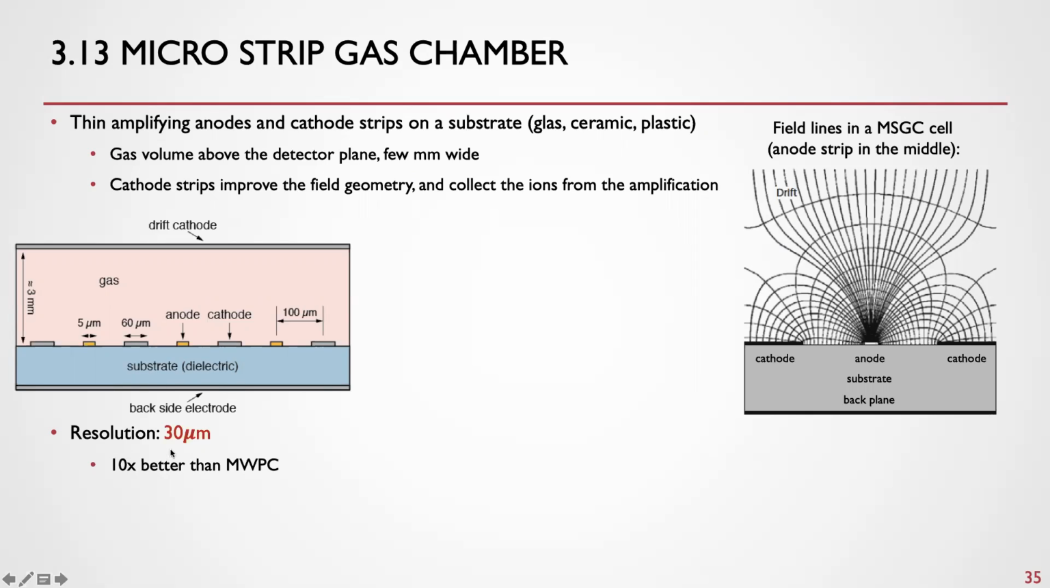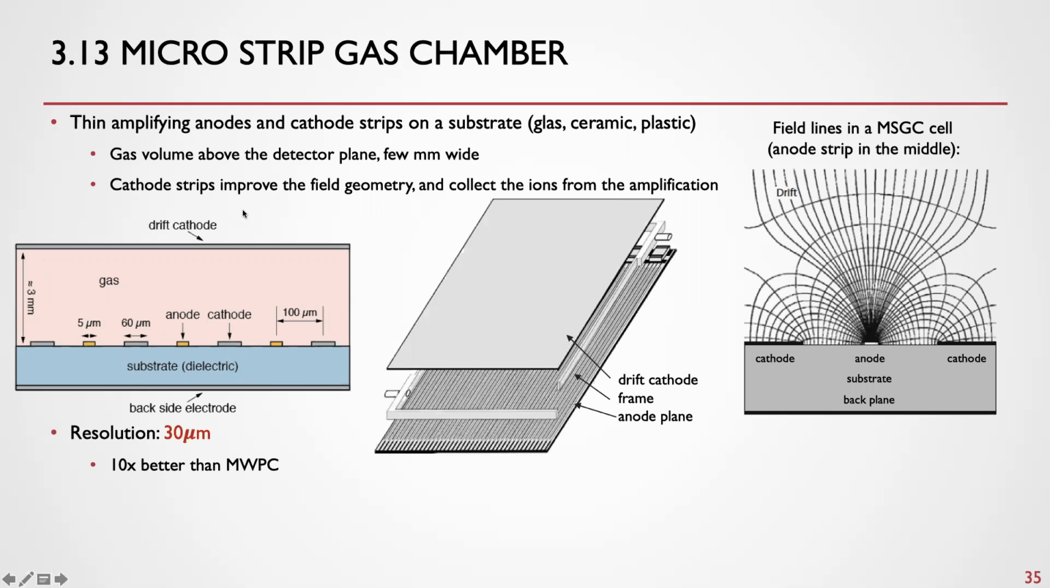The resolution is 30 microns in this simple assembly, which is 10 times better than typical multi-wire proportional chambers. The trick is that the cathode, so here we have an anode and a cathode next to each other, improves the field geometry and collects the ions from the amplification.